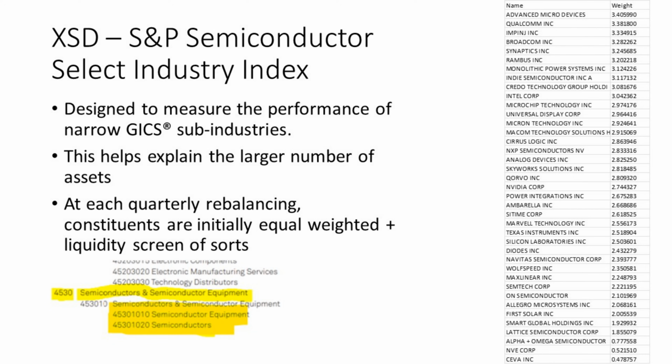At each quarterly rebalancing, their constituents are initially equal weighted, and then they do a sort of liquidity adjustment to make sure that the firms that are building products around this are actually able to do that successfully, so that there's enough liquidity.